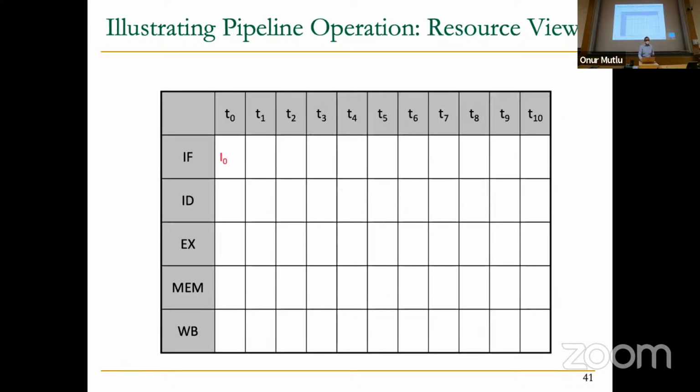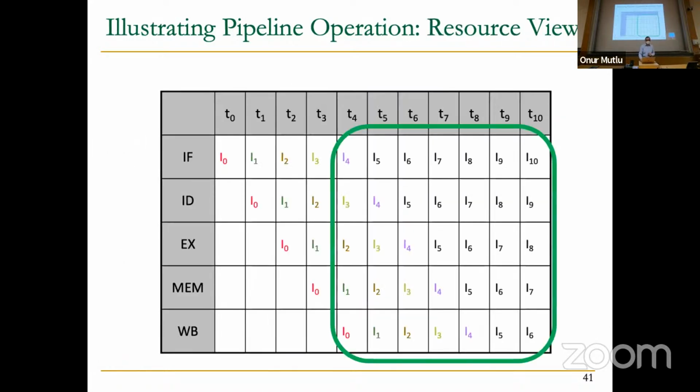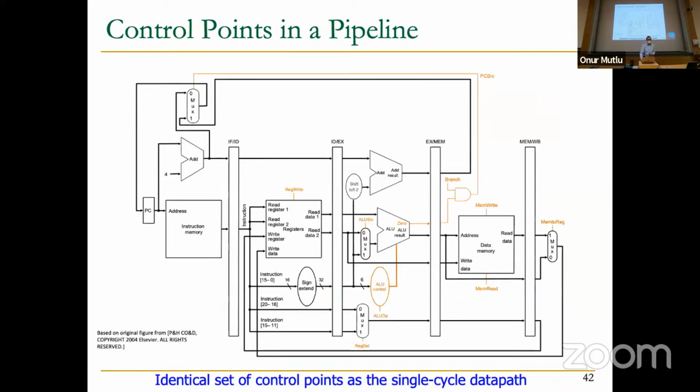So that's the steady state for us. And this is another view. So you can study this on your own. It's kind of boring, but this is steady state basically. In steady state, if you can keep your pipeline full, you get 1 instruction out of it per cycle. That's good. So let's take a look at the control points in a pipeline.